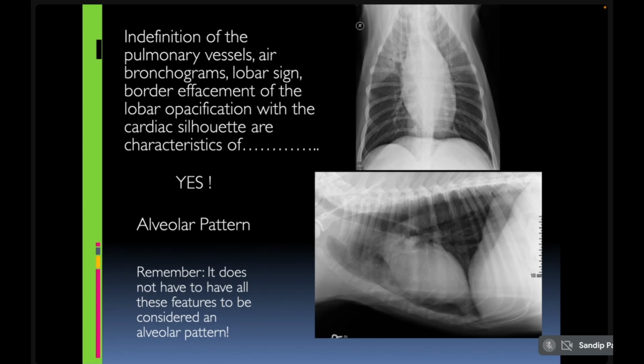Lobar sign, air bronchogram, and identification of the blood vessel, everything may not be there. Lobar sign may not be there all the time. But two things we always need to look for are air bronchogram and loss of vessel architecture. So these two are very important. So finally, this is an alveolar pattern.